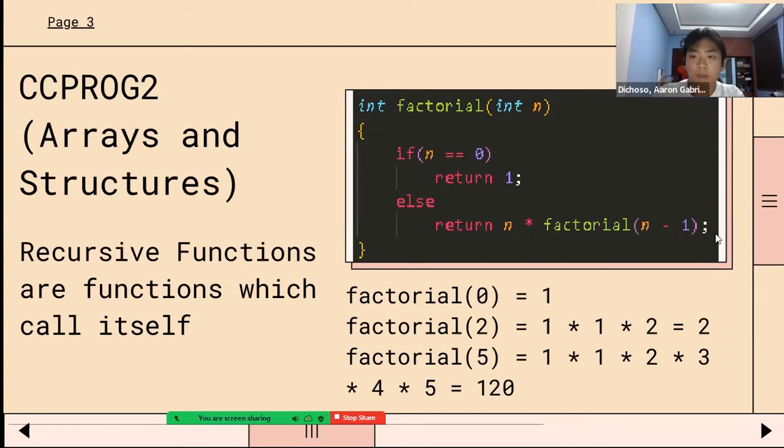factorial n minus 1. So for example, for factorial of 2, it would run 2 times factorial n minus 1. It would see 1, so 1 times factorial 1 minus 1, so it would be 0. So it would be 2 times 1 times 1, which is equal to 2. And that's how recursive functions generally work.